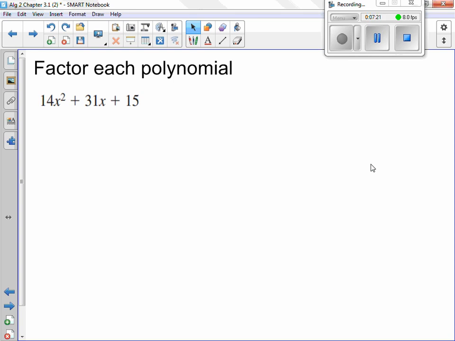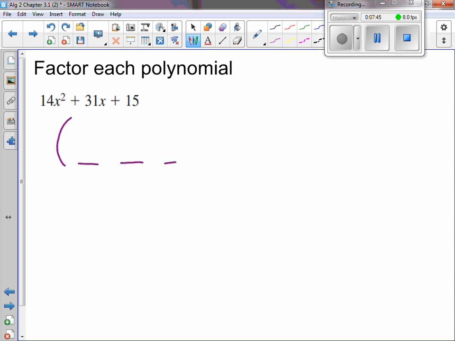Let's look at this next one here. 14x squared plus 31x plus 15. So the first thing we're looking for is what? A greatest common factor. Is there a greatest common factor between these three terms? No. So since there's not a greatest common factor, we move from step 1 to step 2. Step 2 is what? 2 sets of parentheses with 3 spaces. That satisfies step 2. Step 3, find the sign.